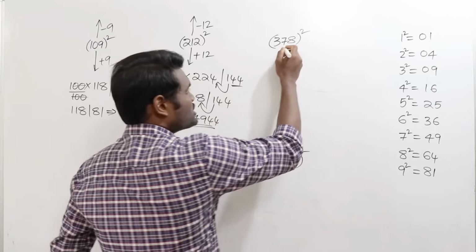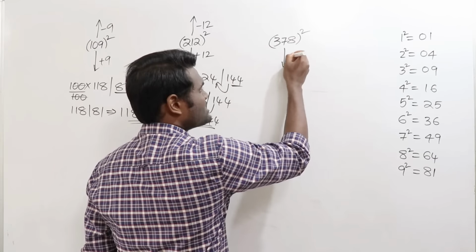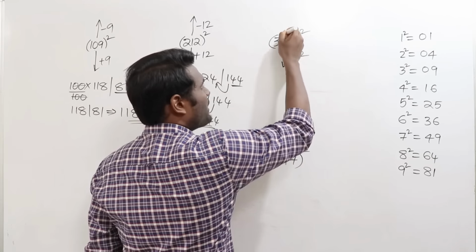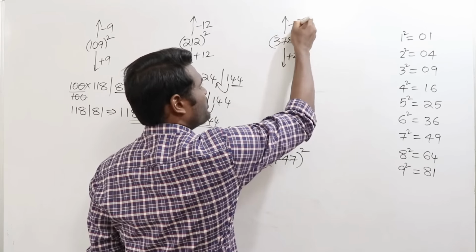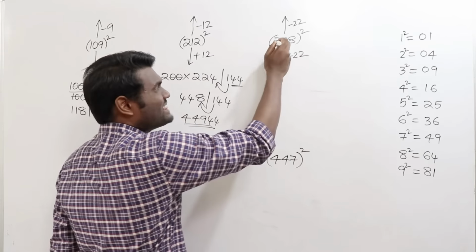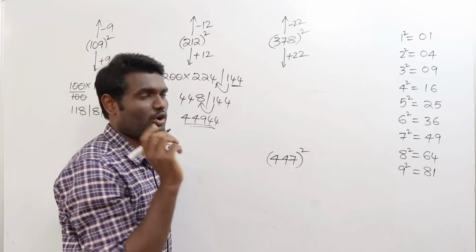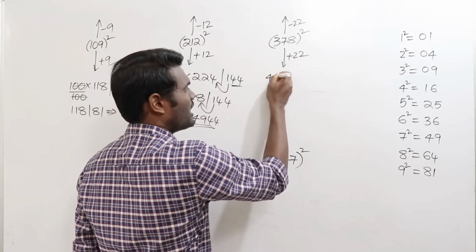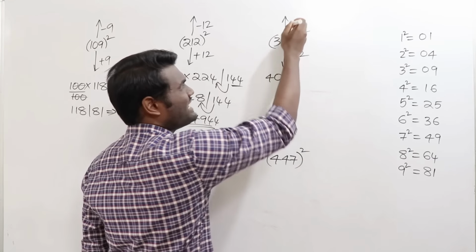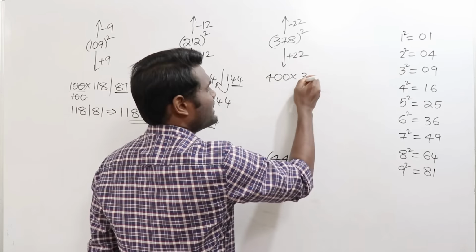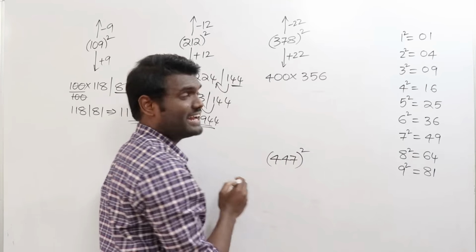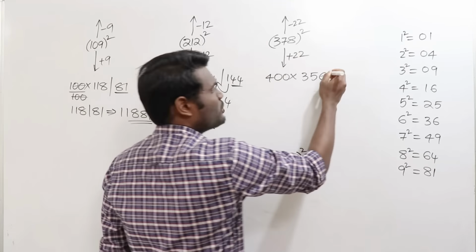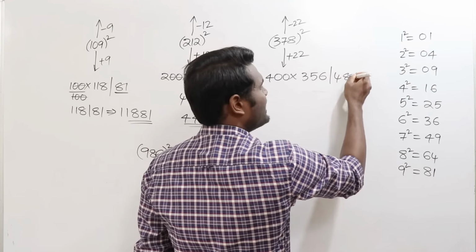378 whole square. So 378 whole square, I will write it as plus 22 minus 22. So when you write it as plus 22 minus 22, 378 plus 22 is 400. So it is going to be 400 into 378 minus 22, which is 356, right? Now 22 square will be 484.